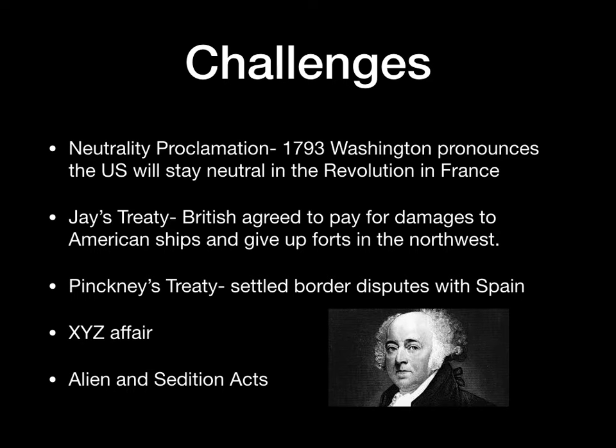So we talked about Washington's farewell address. One of the main things that Washington does is his neutrality proclamation. In 1793, Washington pronounces the United States will remain neutral in the French Revolution. Remember, the French had helped us in the American Revolution. They were our first ally. You had people like Thomas Jefferson said, yeah, we need to help the French. They helped us in our revolution.